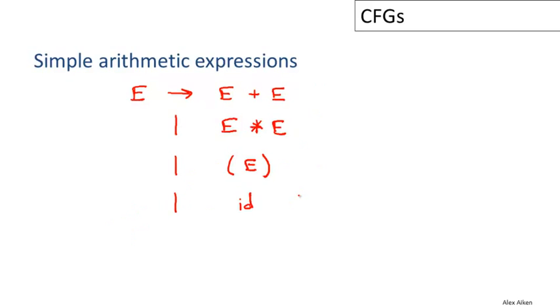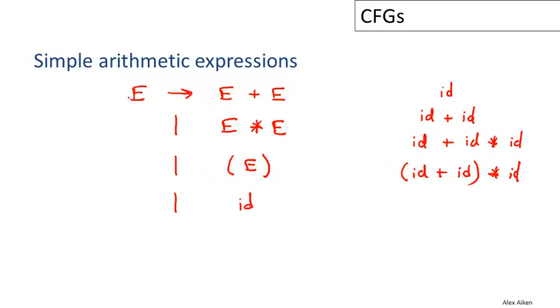And here's a small grammar over plus and times, parentheses, and variable names. So let's look at a few elements of this language. So for example, a single variable name is a perfectly good element of the language. ID plus ID is also in this language, as is ID plus ID times ID. We could also use parens to group things. So we could say open paren ID plus ID close paren times ID. That's also something that you can generate using these rules, and so on and so forth. There are many, many more strings in this language.